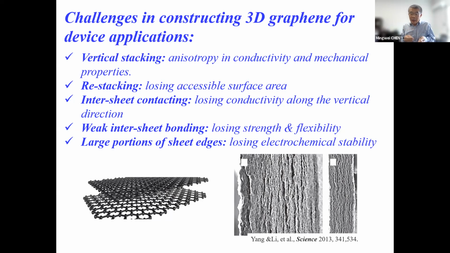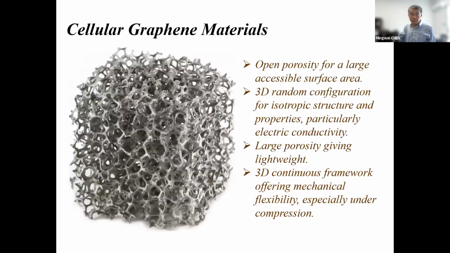Also, from the electrochemical viewpoint, when you have this kind of stacking structure, you have a large, what we call, edge state, edge area. In those areas, the carbon atoms are no longer stable. So if you do an electrochemical measurement, you are going to see those edge atoms prefer to be oxidized at a low overpotential, right? So this kind of restacking strategy may work for some areas, but it is not universal for functional applications of graphene.